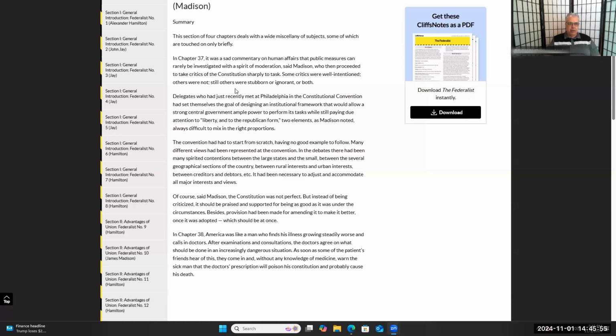Is that spirit of moderation invoked at this time when looking at public affairs? Madison then proceeded to take critics of the Constitution sharply to task. Some critics were well-intentioned, others were not. Still others were stubborn or ignorant or both. Things never change. Things never change.